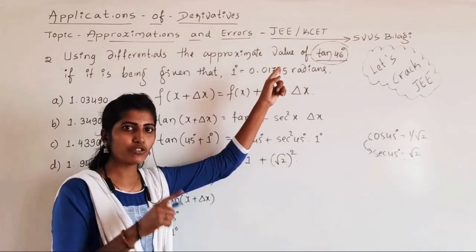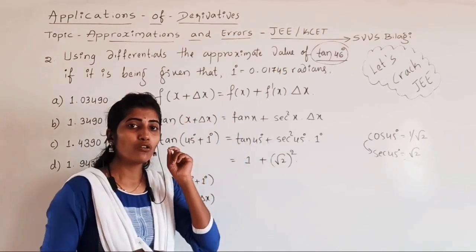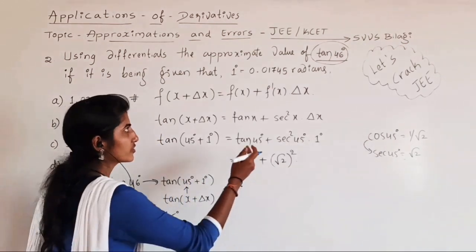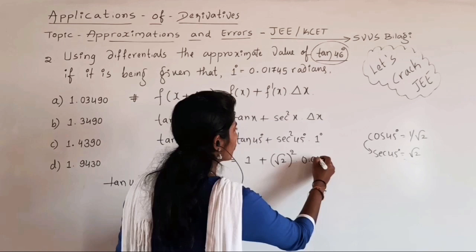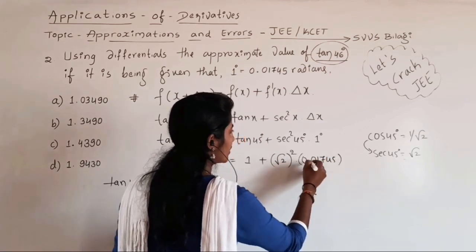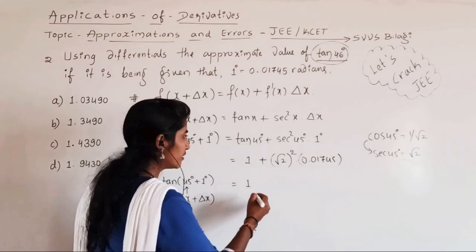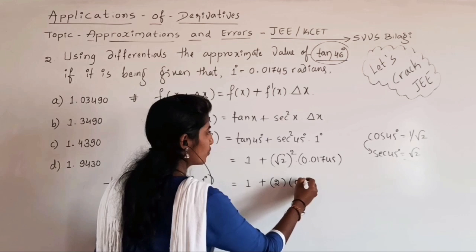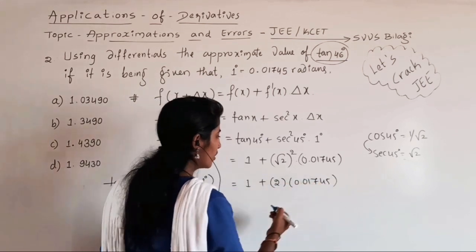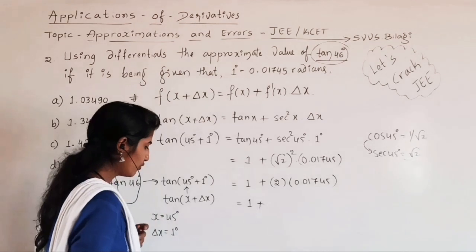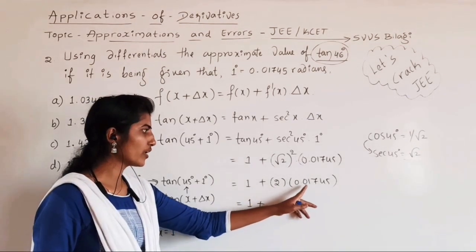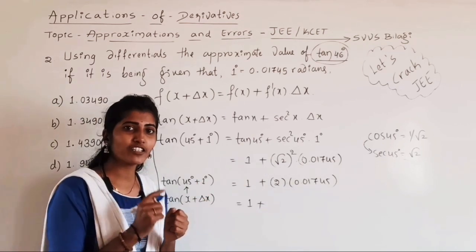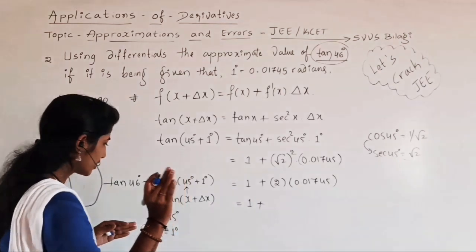Even if it is not given, you should remember that 1 degree is equal to 0.01745 radians. Just insert it. As of course, almost you are done here. 1 plus root 2 whole square is 2 into 0.01745. That is equal to 1 plus 2 into 0.01745. Always remember, calculator is not at all allowed, so keep that in mind.